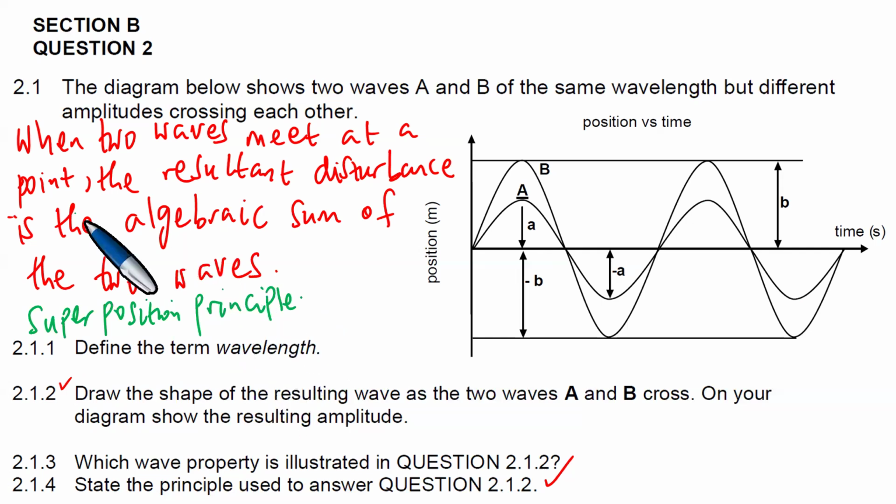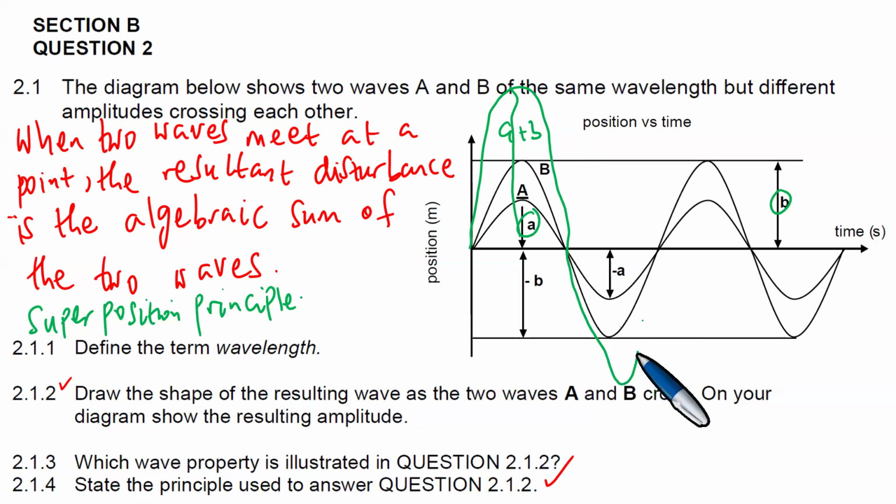This superposition principle says when two waves meet at a point, the resultant disturbance is the algebraic sum of the two waves. So here is this one. They meet. This one is A and that one is B. When they meet, they're going to have a higher thing like this, because now this is going to be A plus B. So it's going to go up like this, A plus B. And then this one is going to go like this, so it's going to be minus A minus B. Right, minus A minus B. And then this one, because it's A here and then B there, it's going to go like this.